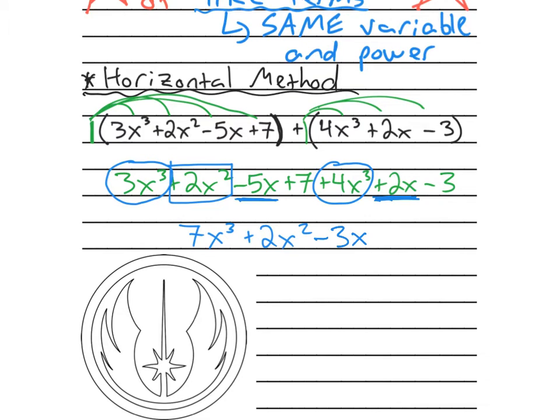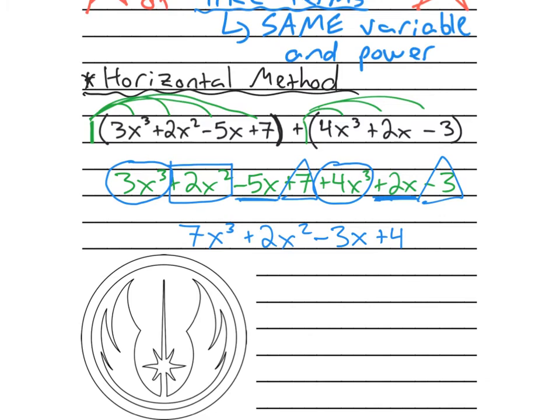Very good, negative 3x. What's not marked, maybe we should put triangles around them, is what are those terms called? The constant terms, right? This 7 and this minus 3 don't have variables, so they're the constant terms that could combine together to make what? 4. Positive 4, so plus 4.